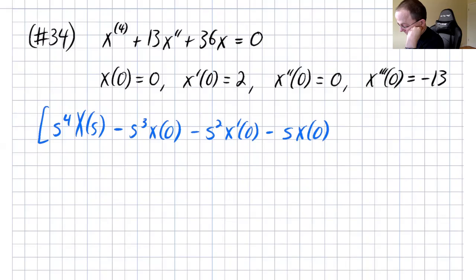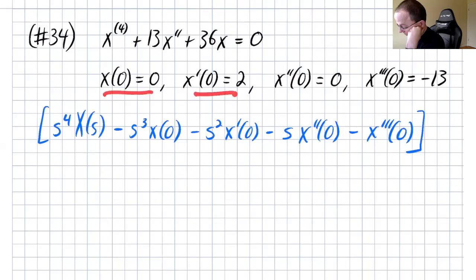oh, wait. Oh, right. I'm going up in the derivatives. So x of 0, x prime, x double prime, and then finally x triple prime, right? And we do have all those values. So there's those 4 values. So we know what these are here.